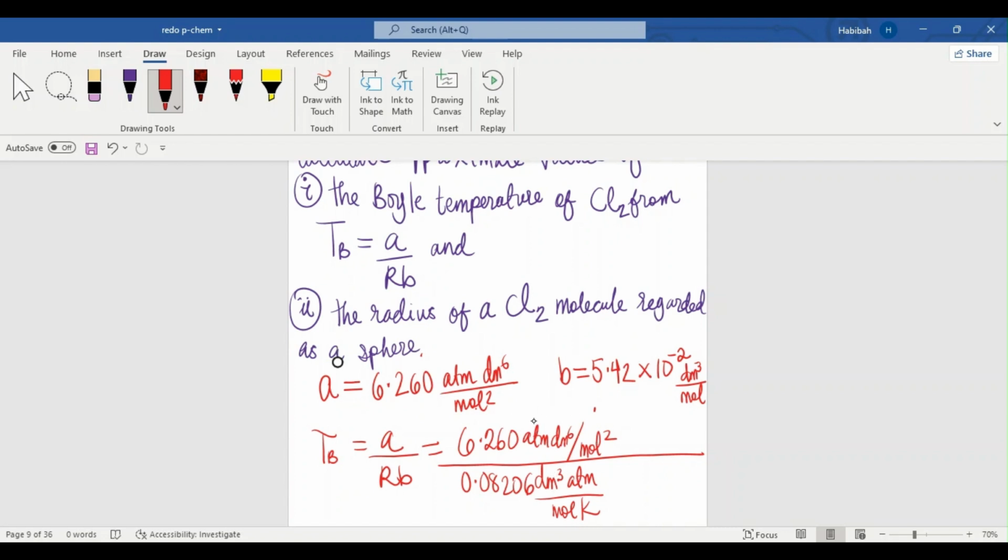If it's a question where we have different units, maybe joules or pascal, kilopascal, meter cubed, then we're going to be using the other gas constant, 8.3145. But in this case, we're going to be using 0.08206 because the units match. So times the value for B, times 5.42 times 10 to the power negative 2 dm cubed divided by mole. So cancel out atmospheres.